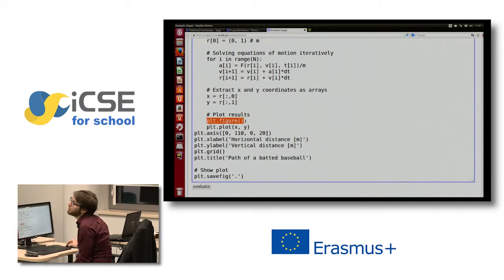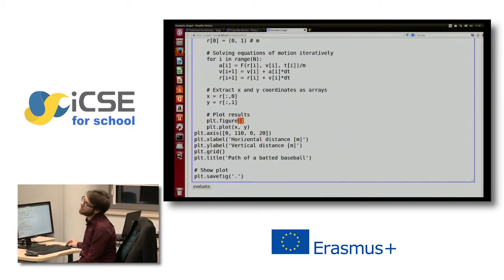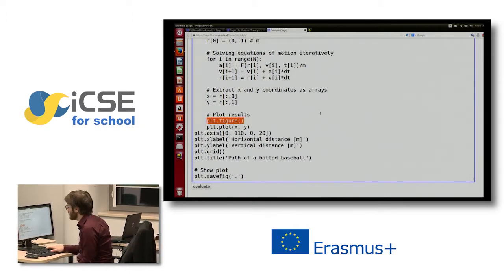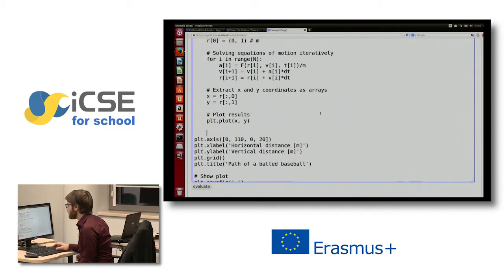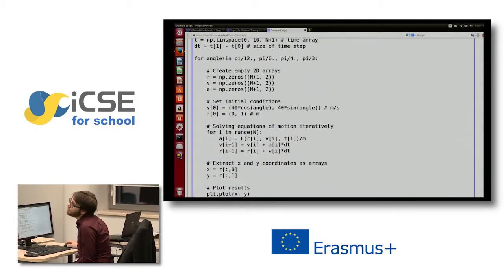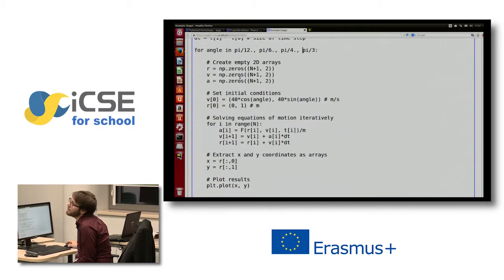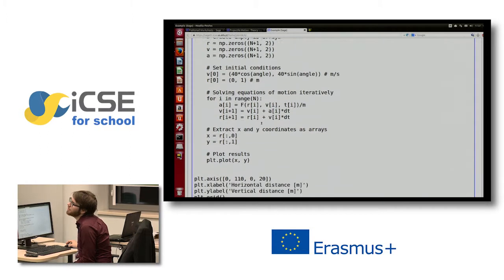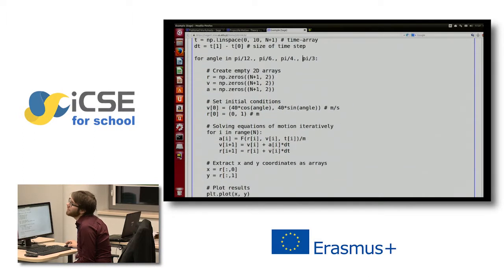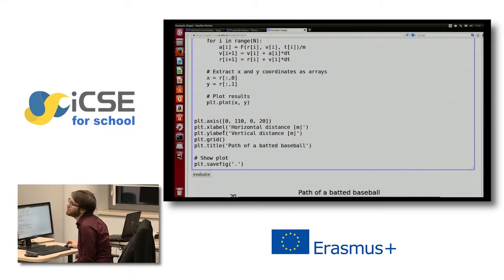This line is very important to remove, because the figure, since it's an empty figure here, deletes the old plot, and we want to include all the plots at the same time. So I'm just going to remove this here. Effectively, I'm looping in a for loop, and the angle is looping over these four values. In each case, I create the empty arrays, set the initial conditions, solve the equations, extract the coordinates, and plot them. Once I've plotted everything, I'm just going to label my plot, insert a grid, insert a title, and finally show it.